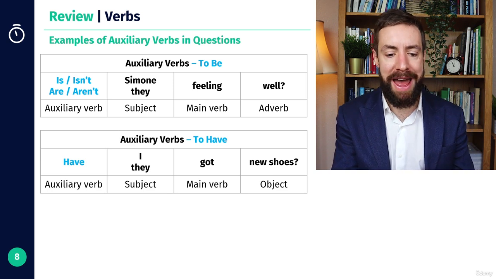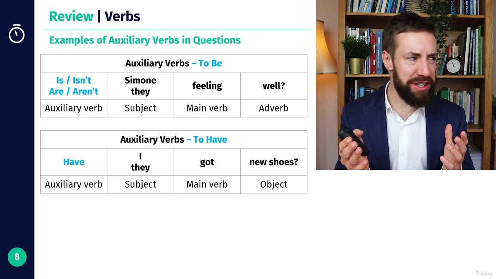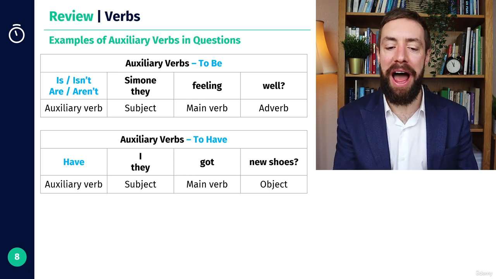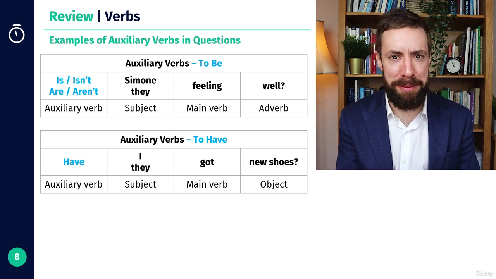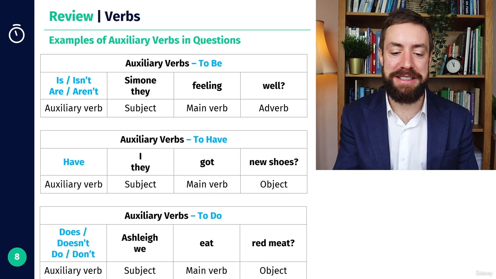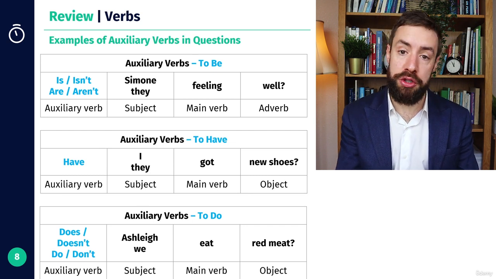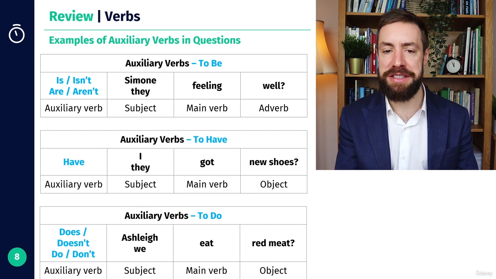If we do to have, we say, have I got new shoes? It's a strange question. Have I got new shoes? Or have they got new shoes? Probably a more common question to ask. So again, auxiliary verb at the start. And to do, does or doesn't, do or don't goes at the start.